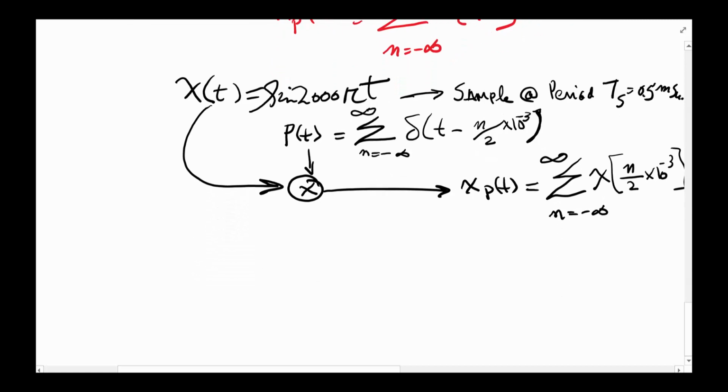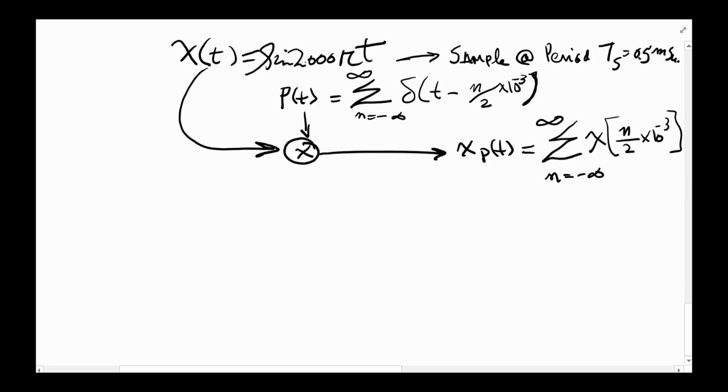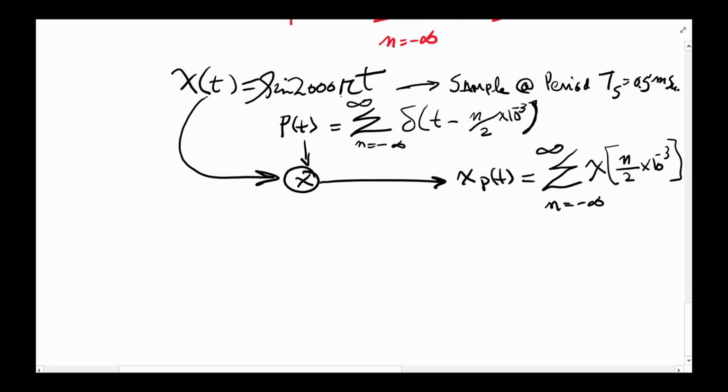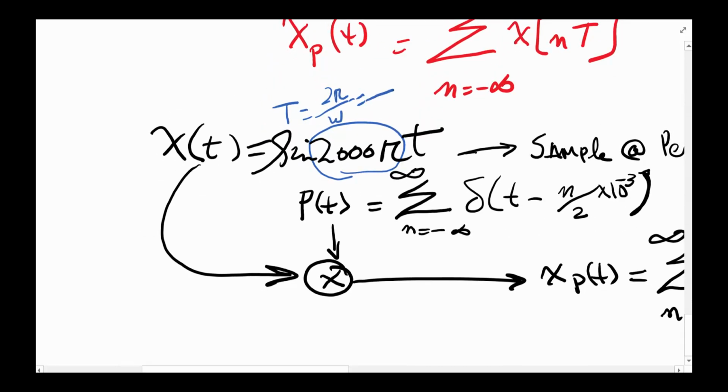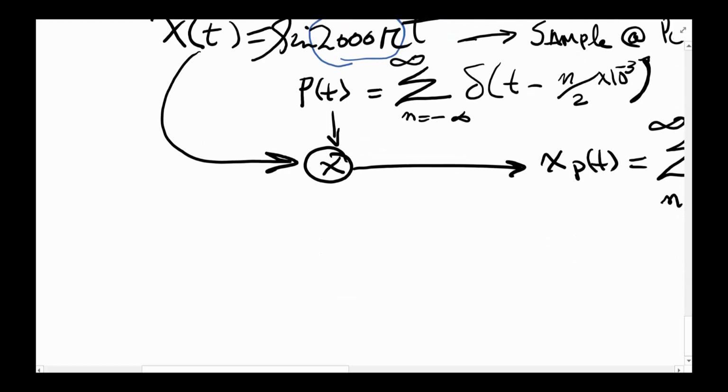Well, let's draw it. What does the sine of 2000 pi t look like? The first thing I have to do is figure out what the period of this is. The period is going to be 2 pi over omega, which is 2 pi over 2000 pi, or basically 10 to the minus 3 seconds. Great. So I kind of have an idea.